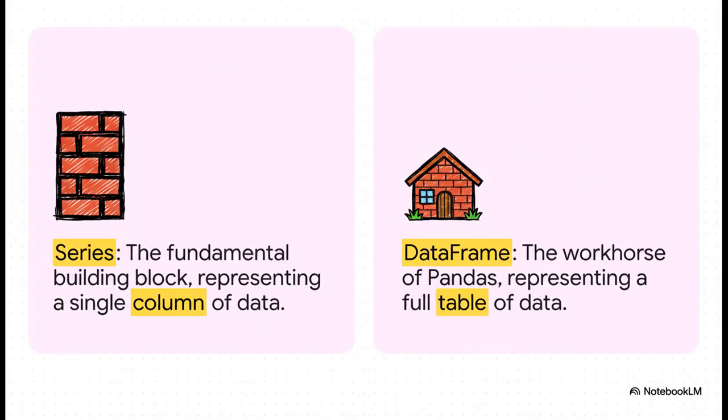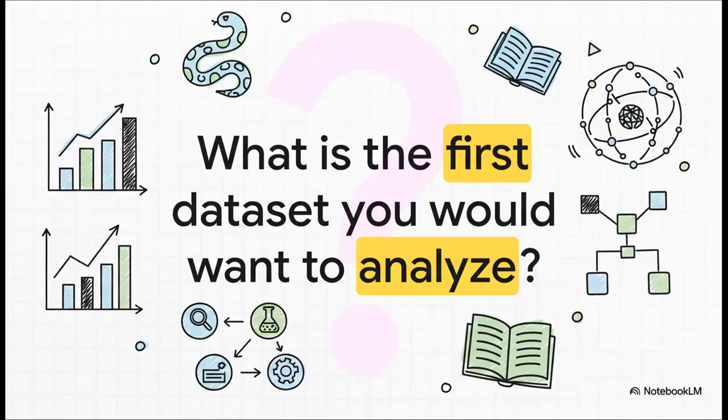So, let's just boil it all down. Pandas gives you two main things. You've got the series, that's your column, and you've got the data frame, that's your table. If you can get your head around those two ideas, you are well on your way to mastering Pandas. Okay, so now you've seen the building blocks. You have the tools to start wrangling data in Python. So I have to ask, now that you know about series and data frames, what's the first thing you'd want to analyze? What data are you curious about?